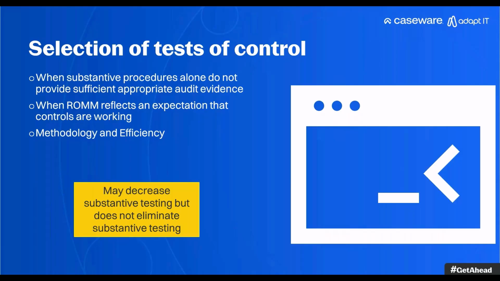Then you have to test controls. So you will use your knowledge of and reference to your firm's methodology and consider the most efficient way to determine the audit plan and strategy, to determine whether you have to test controls, the details of controls, right? All right, so you may decrease substantive testing by testing controls, but you cannot eliminate substantive testing for those instances where we have to test material items through substantive procedures.